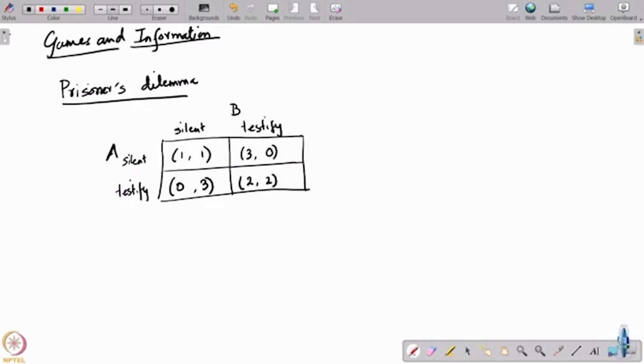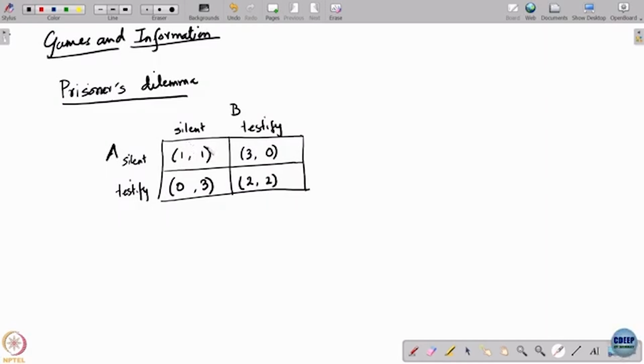Now, this is an example of a game. So, what is special about this? The first thing you notice is that a player obviously has a clear objective here, which is that he wants to get as few years in jail as possible. But the objective is not well defined for him, because the number of years he will get in jail depends also on what the other one does. So, the number of years in jail that a player gets depends not just on what he chooses to do, but also on what the other player chooses.